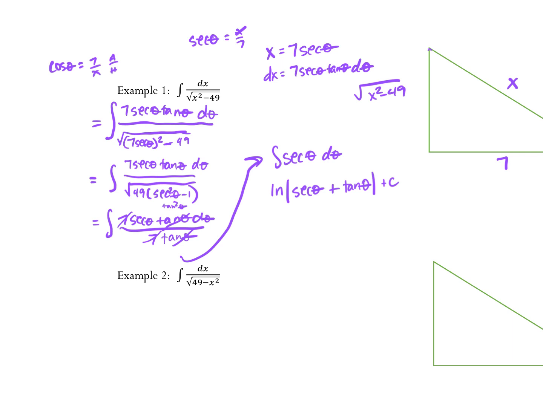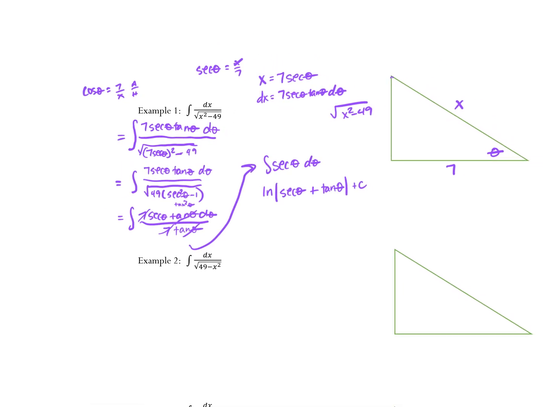Okay, you guys, did I want to integrate this with respect to theta? No, we need to integrate it with respect to x. So the last thing we need to do is go back and change secant theta into a function with respect to x. Well, as we were just saying, secant theta was, okay, plus, what's tangent theta? The square root of x squared minus 49 over 7. So you use the triangle, which is why the triangle's there.